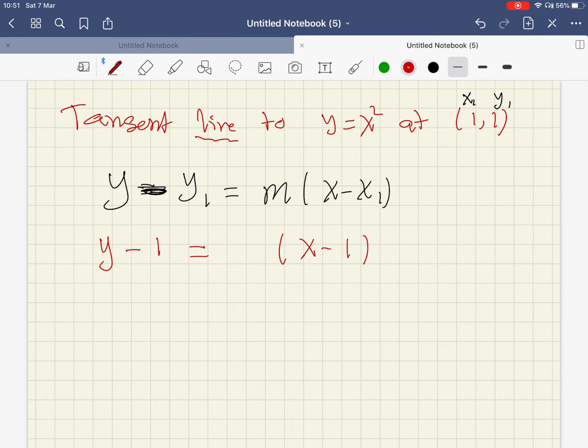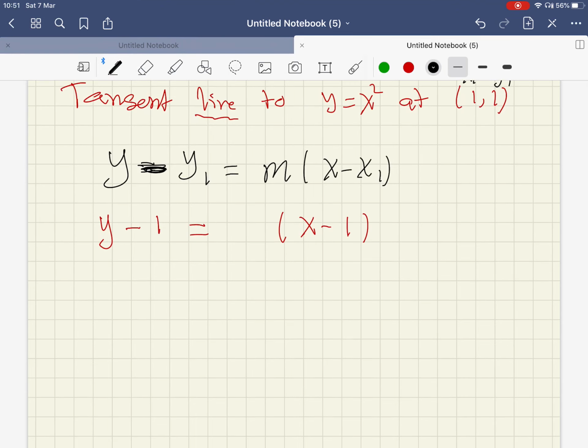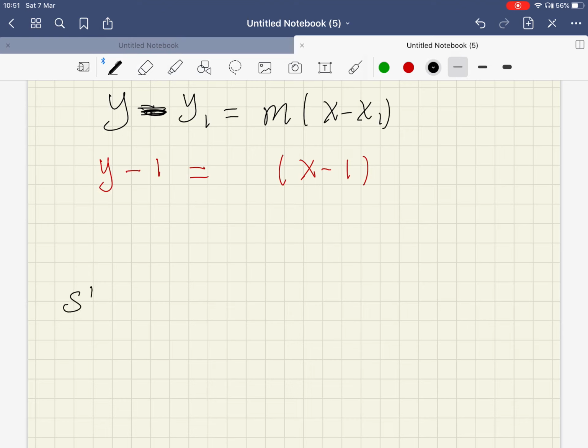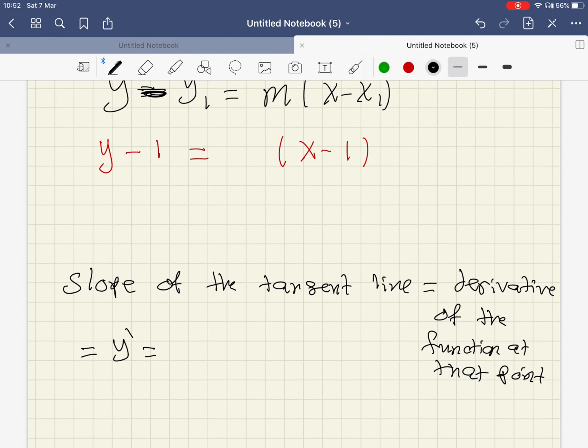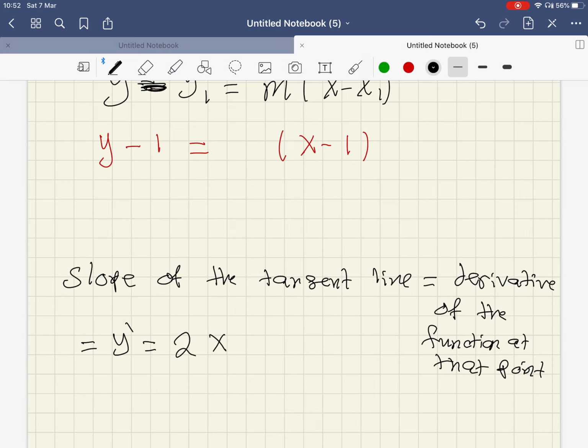Now, in order to find the slope, we have to go back and recall what we know about the slope. So what is the slope of the tangent line? It is the derivative of the function at that point. Now, what's the derivative? It is y prime or dy by dx. And what's the derivative of y equal x squared? It is just 2x.